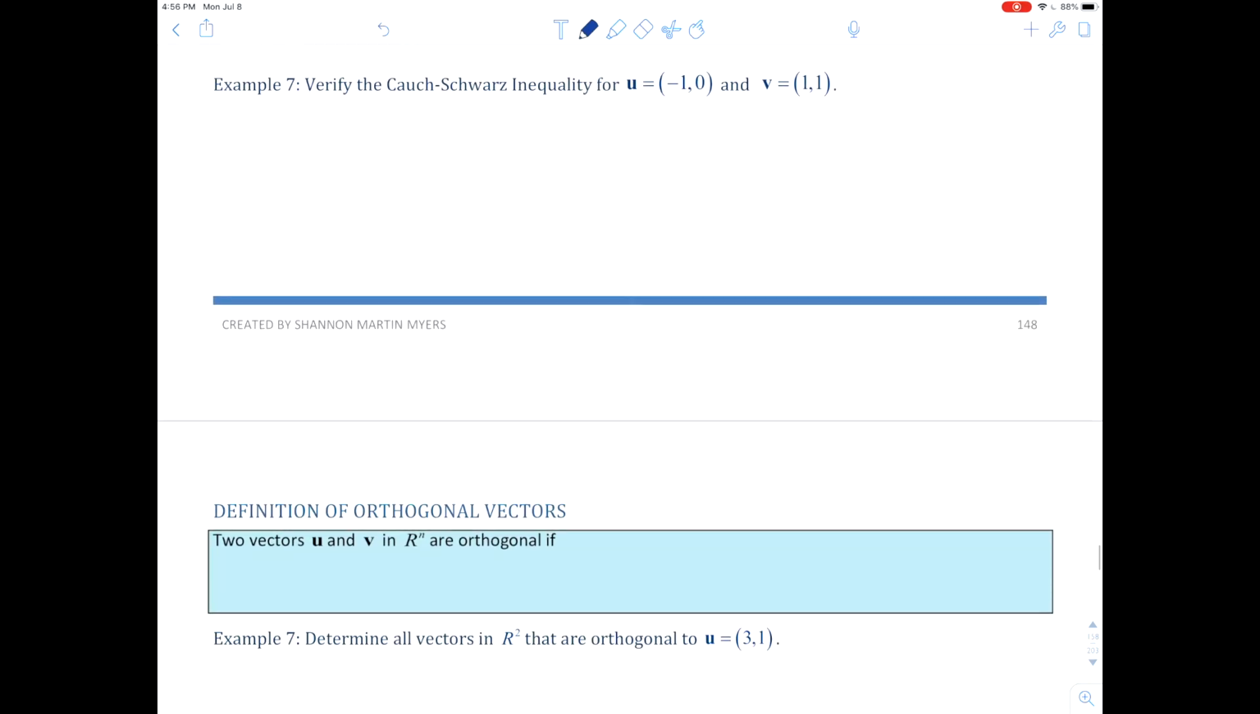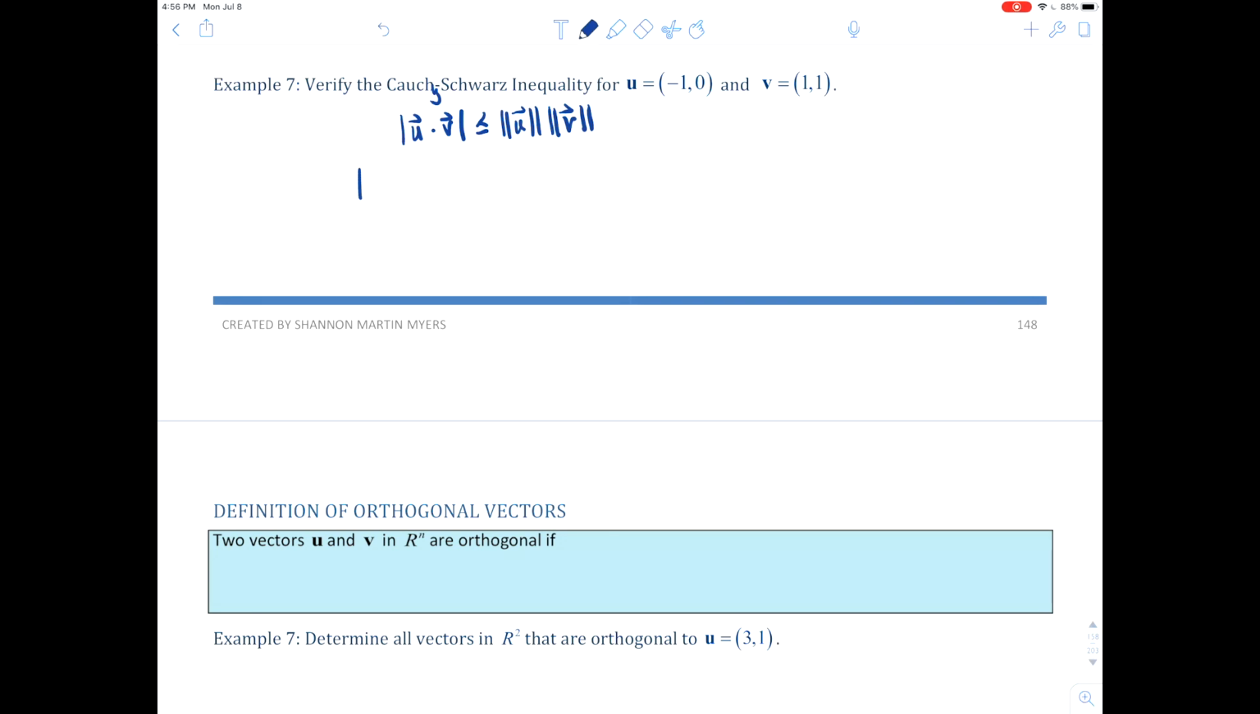So now let's just do a quick problem where we verify the Cauchy-Schwarz, sorry, I lost my Y here, inequality for U equal to -1, 0 and V equal to 1, 1. So, to verify, we have to show that the absolute value of U dot V is less than or equal to the magnitude of U times the magnitude of V. Okay? So, all right, let's see.